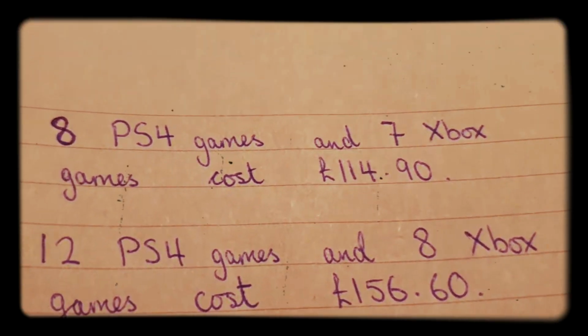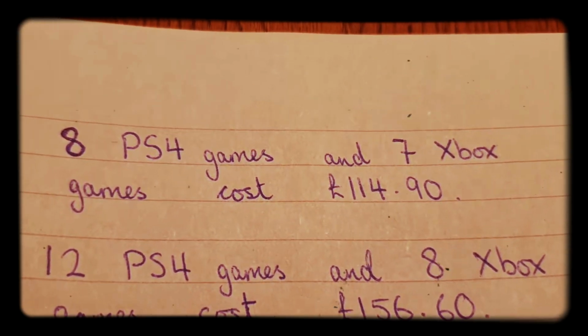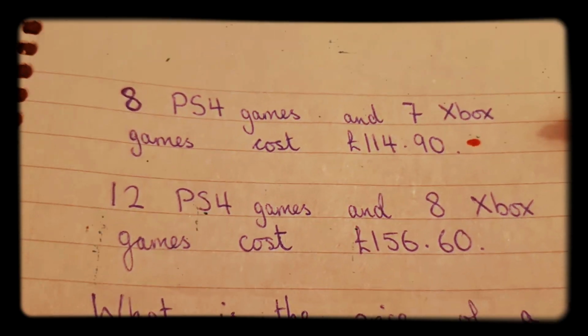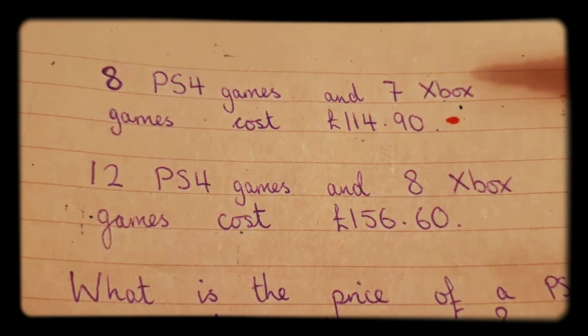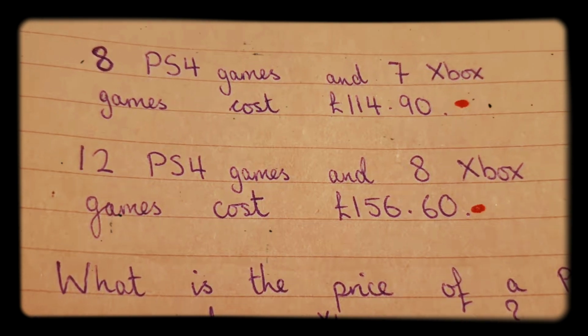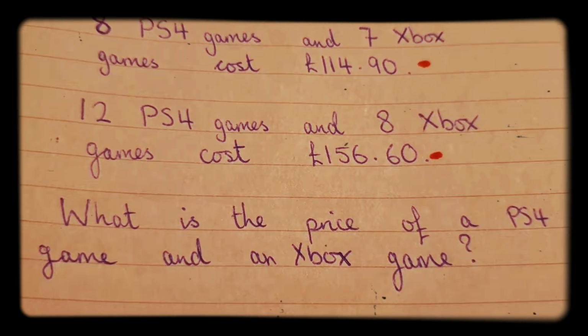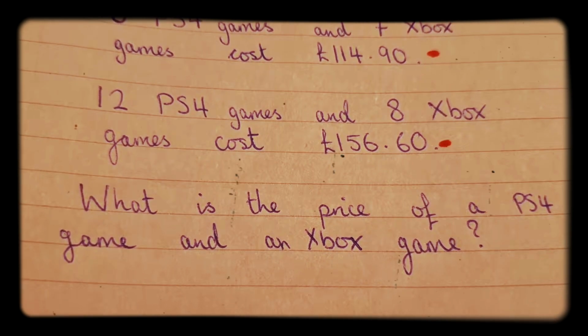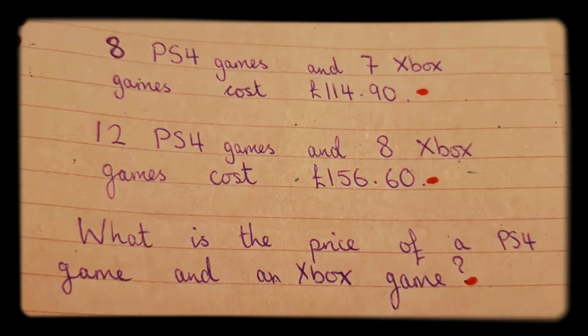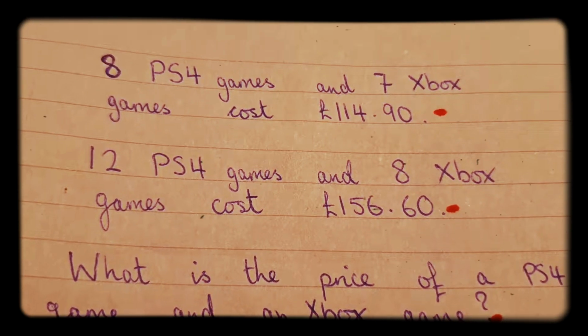Okay, we have a question here. 8 PS4 games and 7 Xbox games cost £114.90. And then 12 PS4 games and 8 Xbox games cost £156.60. So what is the price of a PS4 game and an Xbox game given the information that we've been given? So this is a simultaneous equations question.